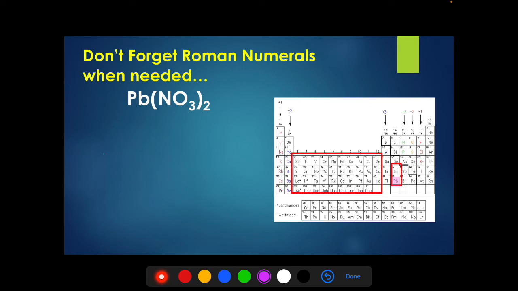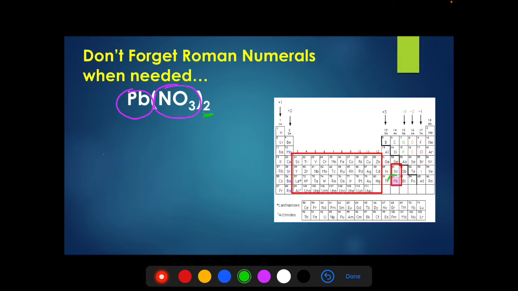Don't forget, we still might need some Roman numerals in there. Let's do this one. Pb(NO3)2. So we've got a first part and a second part. Remember, don't worry about these little subscripts, like the 2. It doesn't matter for the naming. We'll get to that for formula writing in just a bit. But first part, second part.